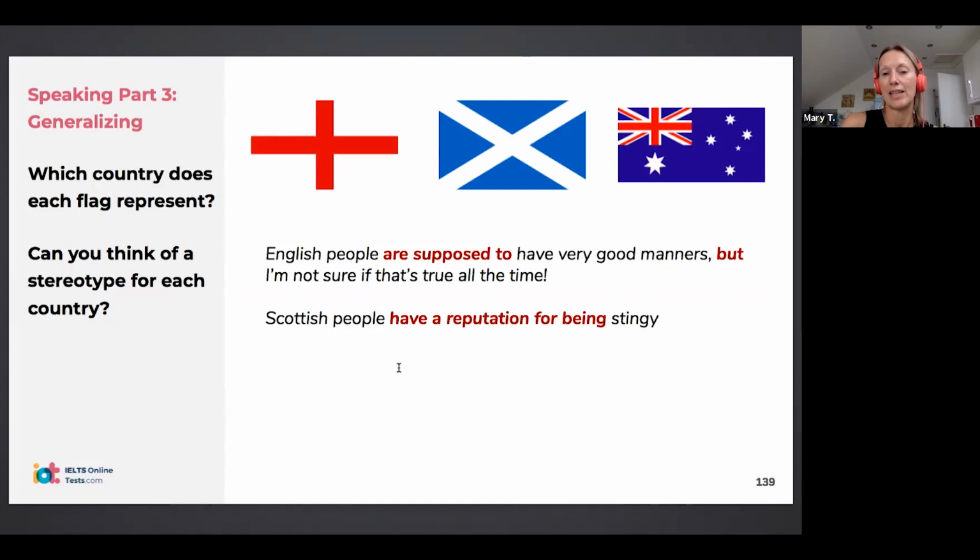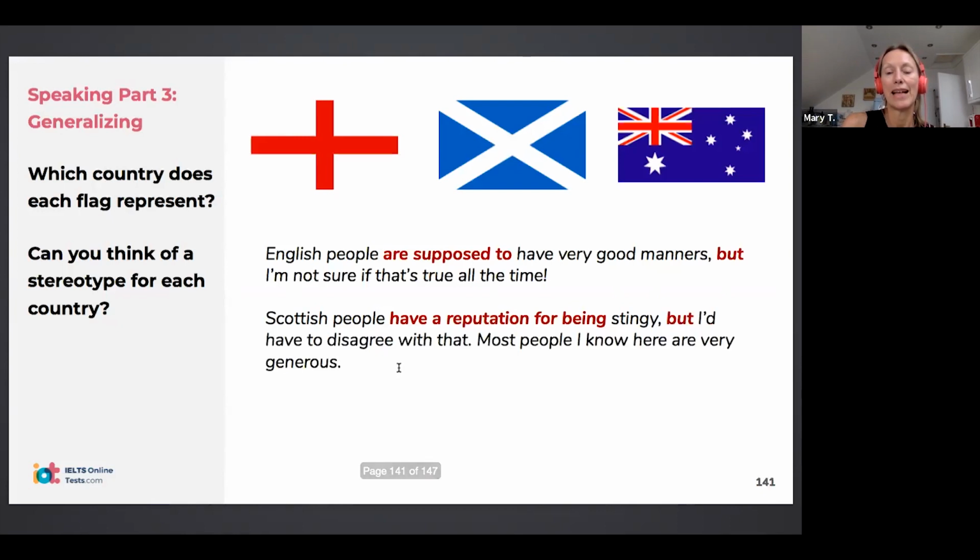Untidy, no? Smelly? Mean, yeah. It means not very generous, stingy. So this is a useful word, an example of an idiomatic expression. But I'd have to disagree with that. Most people I know here are very generous.